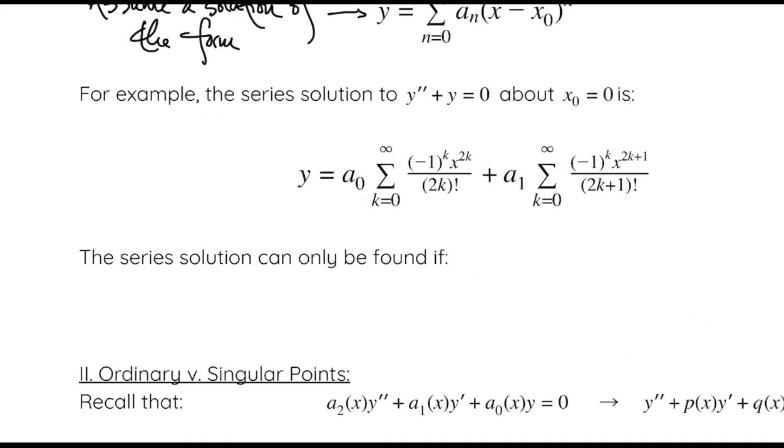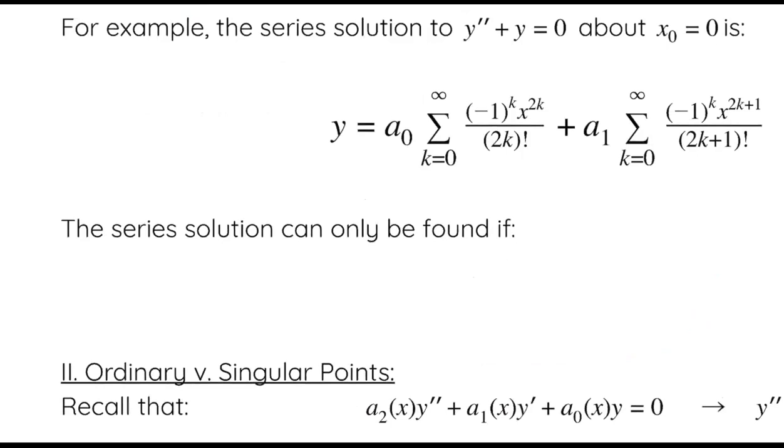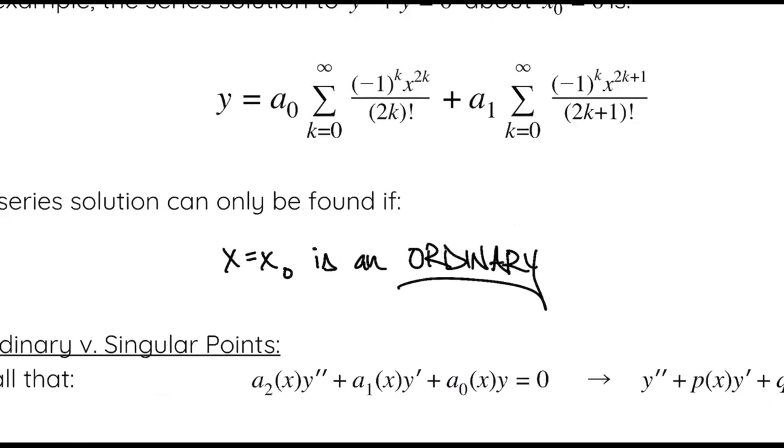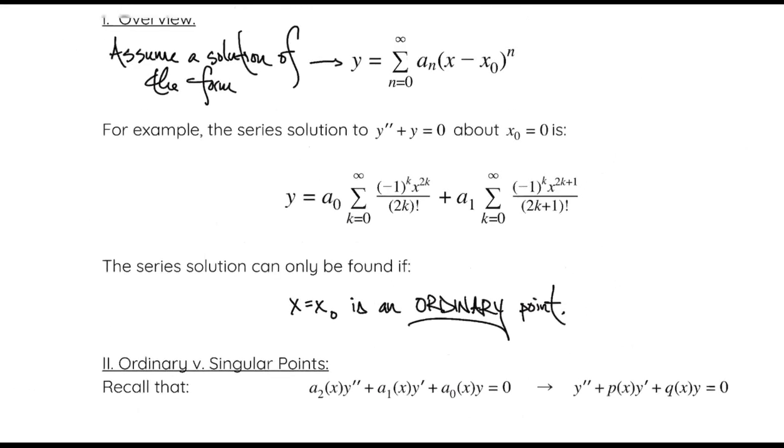Now, one thing that I do want to point out is that a series solution can only be found if the following is true. Okay. If x equals x naught, so that sort of center point, if you will, is an ordinary point. Okay, it's an ordinary point.